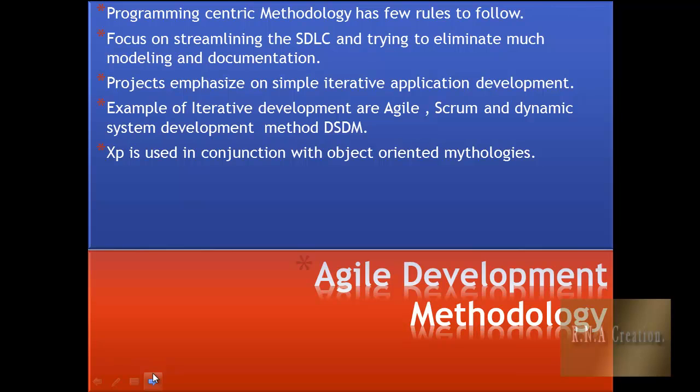What it actually does is divide the project into small parts, go into iterative mode, and keep working on the first part, then the second part, the third part, and so on. Examples of iterative development are Agile, Scrum, and Dynamic Systems Development Methodology (DSDM). XP is used in conjunction with the object-oriented methodologies. XP is extreme programming.